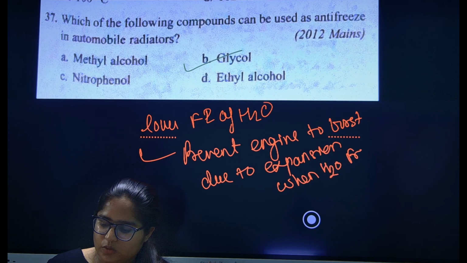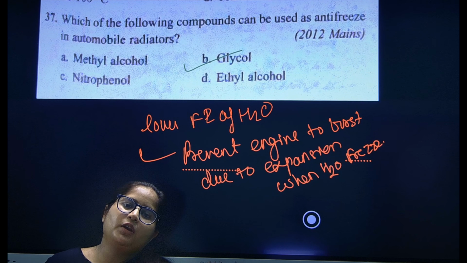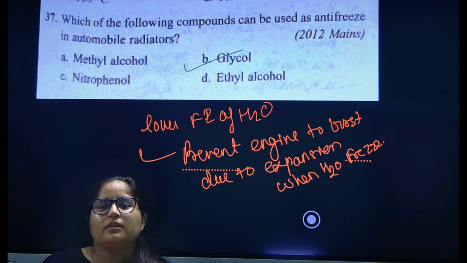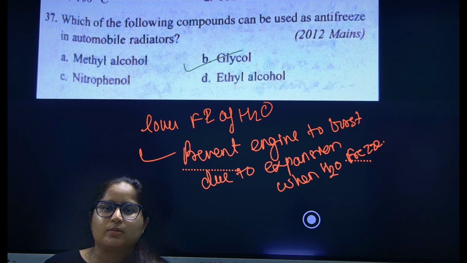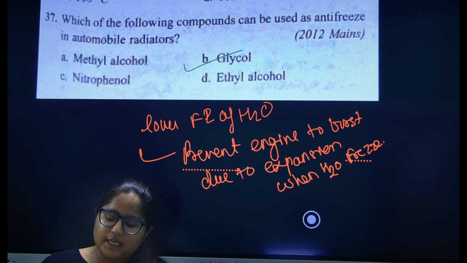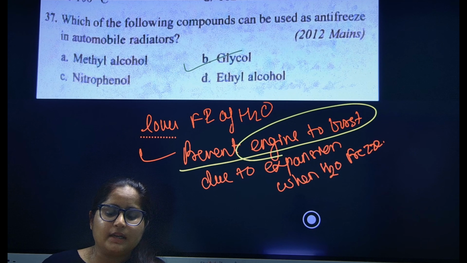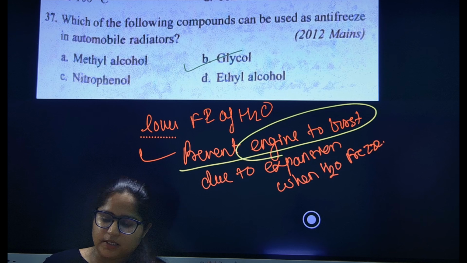If your mother will not scold you, you can fill water in a plastic bottle up to the neck and keep it in the refrigerator. When the liquid converts into solid, expansion will happen and you will see there will be a crack in your water bottle. In the same way, when water freezes in the engine, there is a chance that the engine will burst. That is why we add glycol to reduce the freezing point of water. It is also known as an anti-freezing agent.